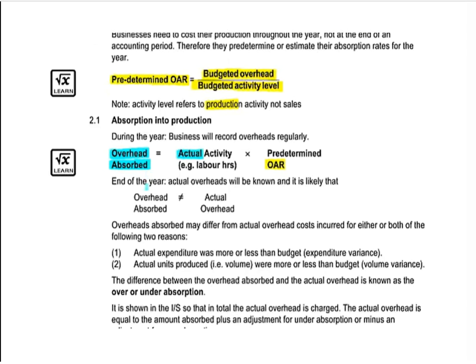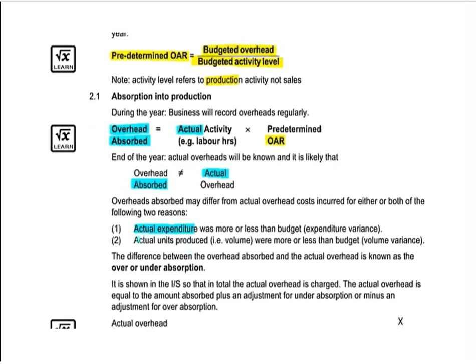However, at the end of the year, we will need to compare our overheads that we've absorbed with the actual overheads that have been incurred. And it's very unlikely that the two figures will be the same. And that could be because expenditure was different, so we might have spent more or less than we planned to, or volume was different, so we might have produced more or less units than we were expecting to. And if it's expenditure that's different, then that is what's known as an expenditure variance. But if it's the number of units, that's a volume variance. And we'll see more about how to deal with those two and calculate the variances later on.